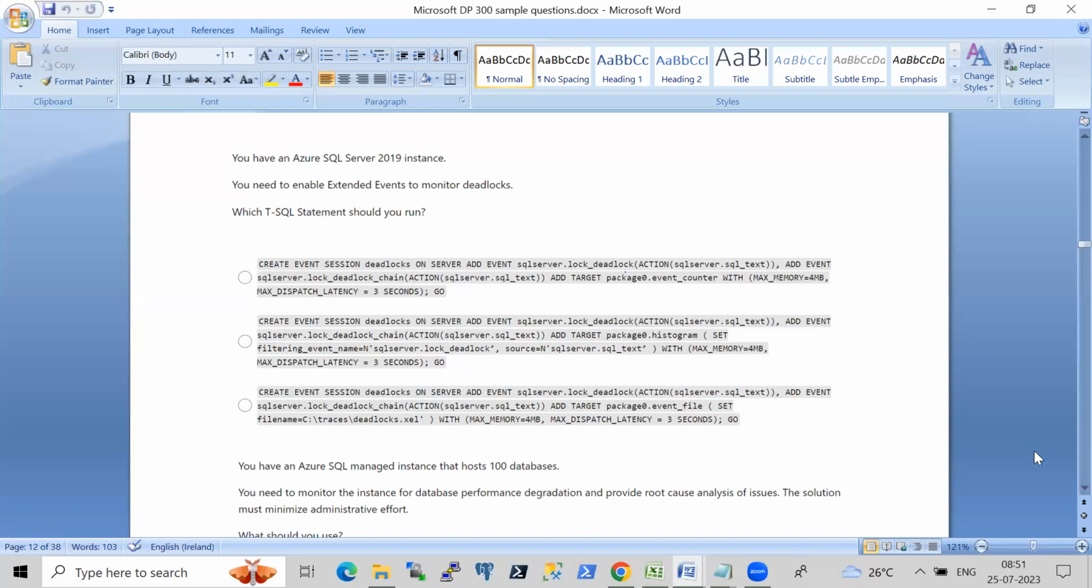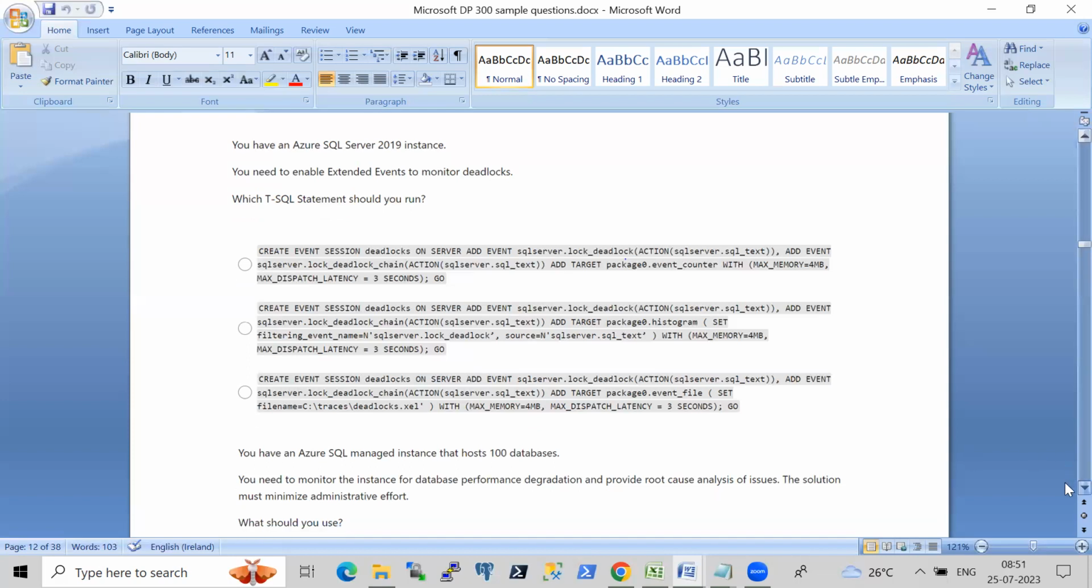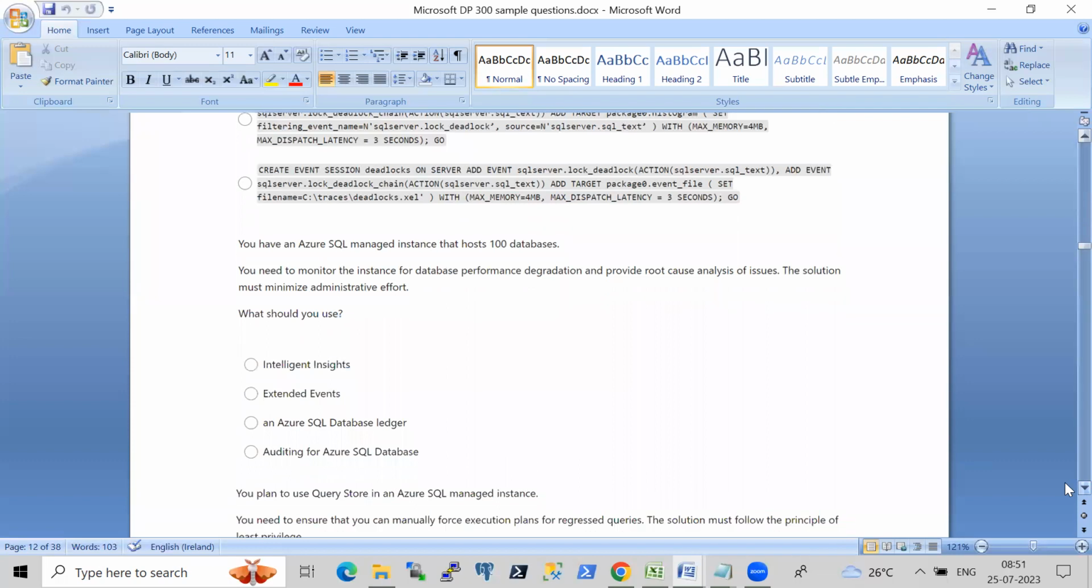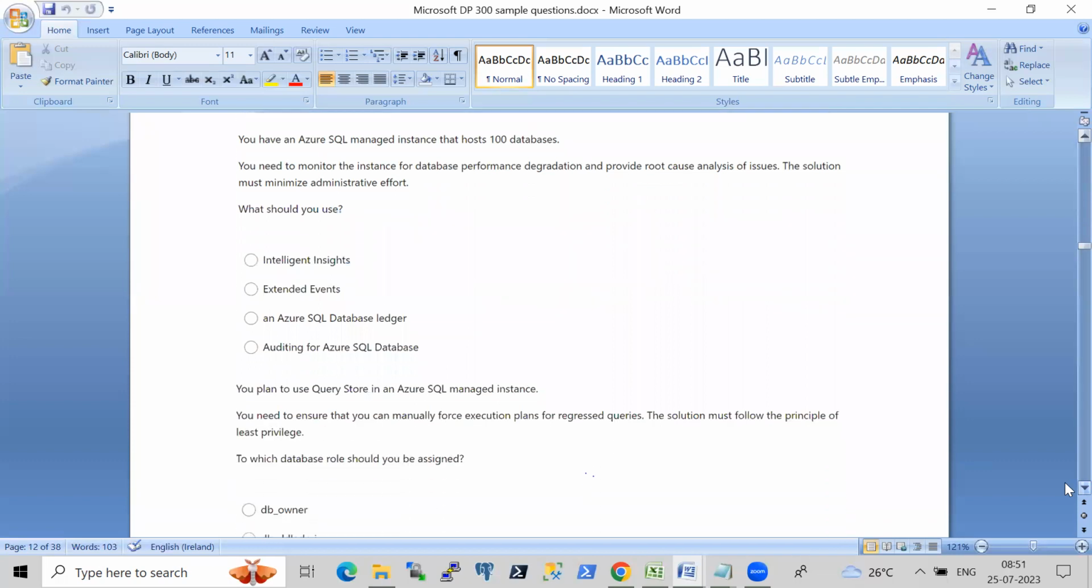Okay, let's move on. I'm a bit tired, so I'll stop with these two questions. You have an MI that hosts 100 databases. You need to monitor the databases for performance degradation, and you have to provide RCA. The solution must minimize the administrative effort. Which option will you configure to monitor the database performance degradation and provide RCA for that degradation?